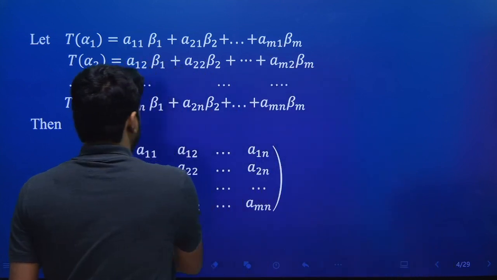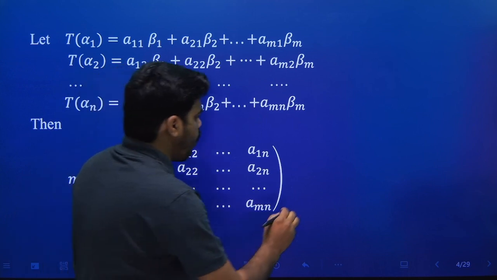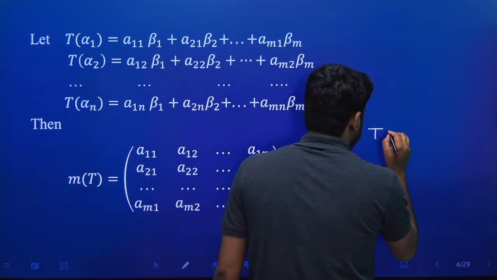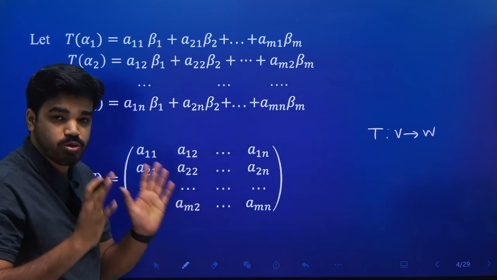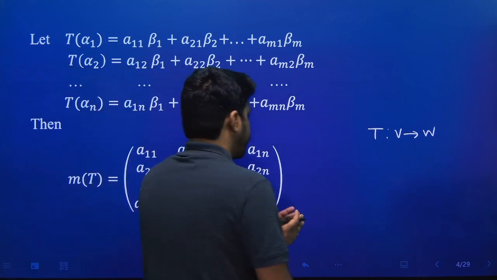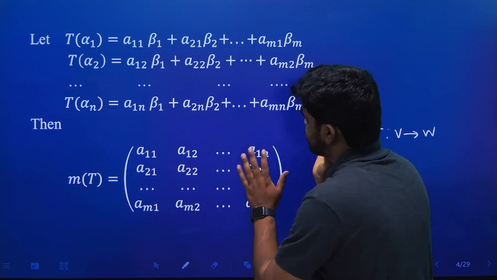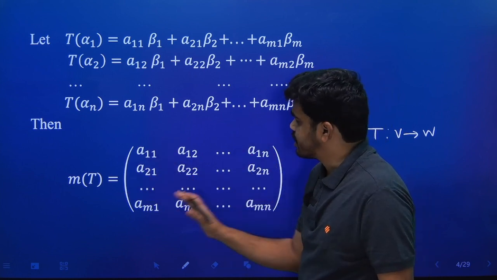this is the matrix representation of a linear mapping. We know this, right? How to define matrix representation of a linear mapping? Just recall this. So this is the matrix representation of a linear mapping.